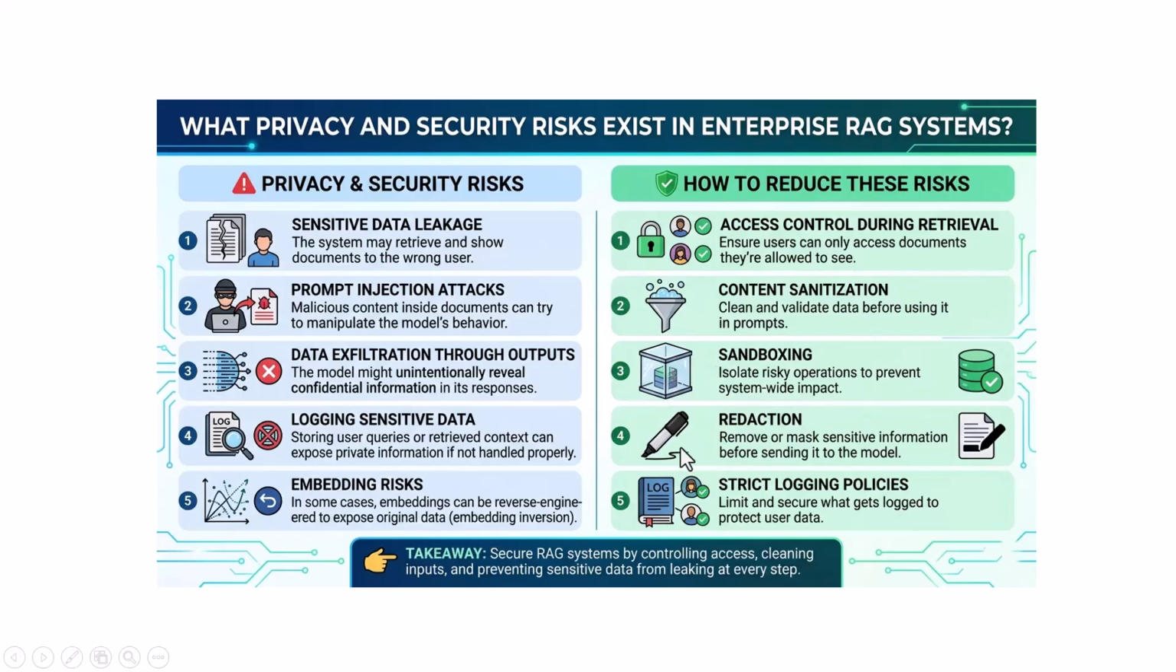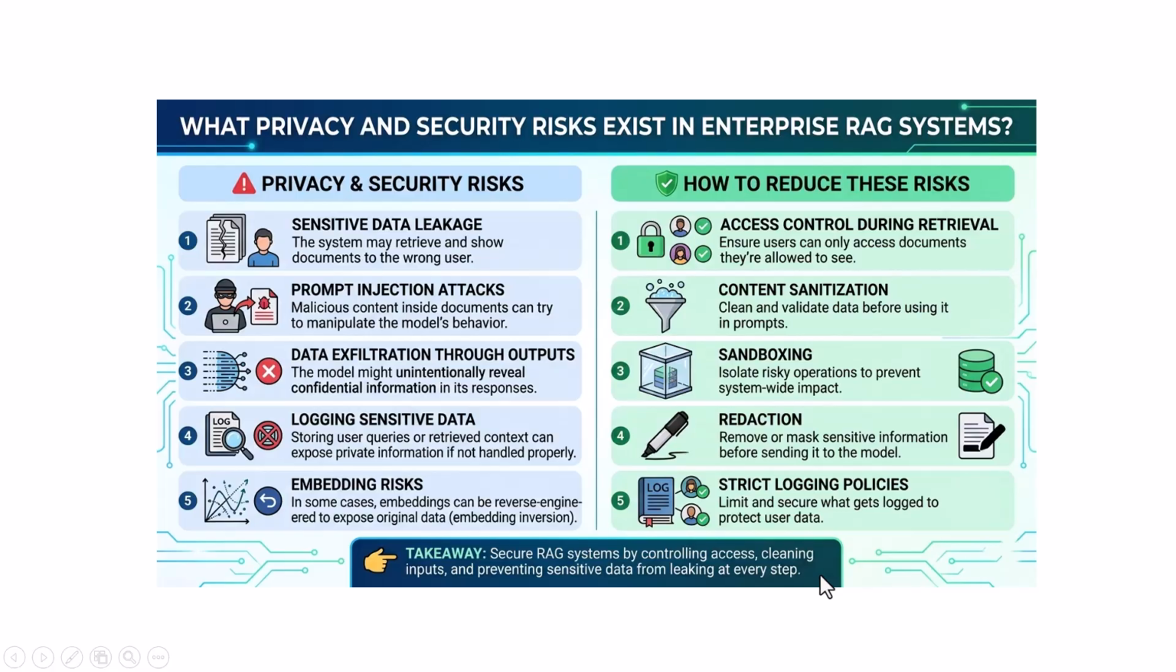The other one is redaction. That is, remove or mask sensitive information before sending it to the model. Next one is strict logging policies. That is, limit and secure what gets logged to protect user data. So the takeaway is, secure RAG systems by controlling access, cleaning inputs, and preventing sensitive data from leaking at every step.